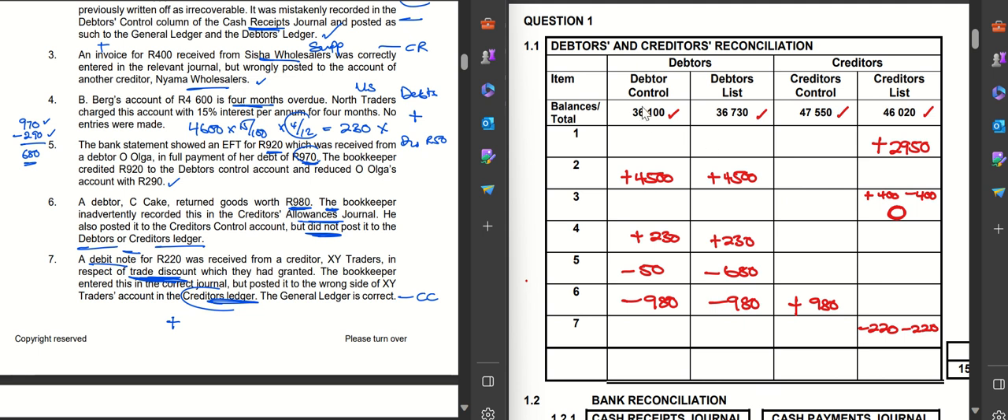Then you take a calculator. We're going to add everything. So when you come down here, you're going to end up with 39,800. Here it also becomes 39,800. Here it becomes 48,530. The same here, 48,530. All right. So this was the recon that we were doing here. That is the debtors and the creditors recon.